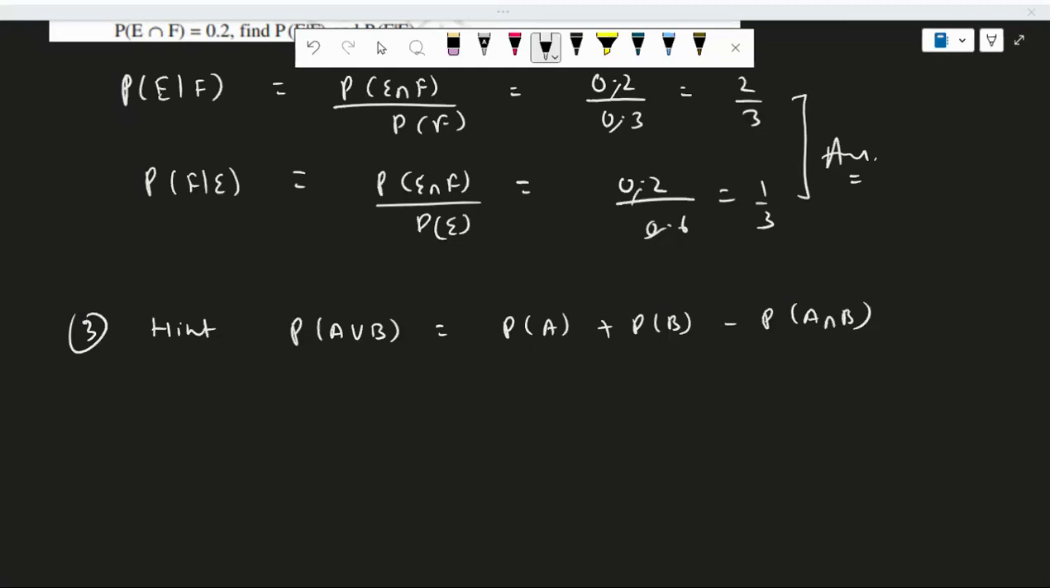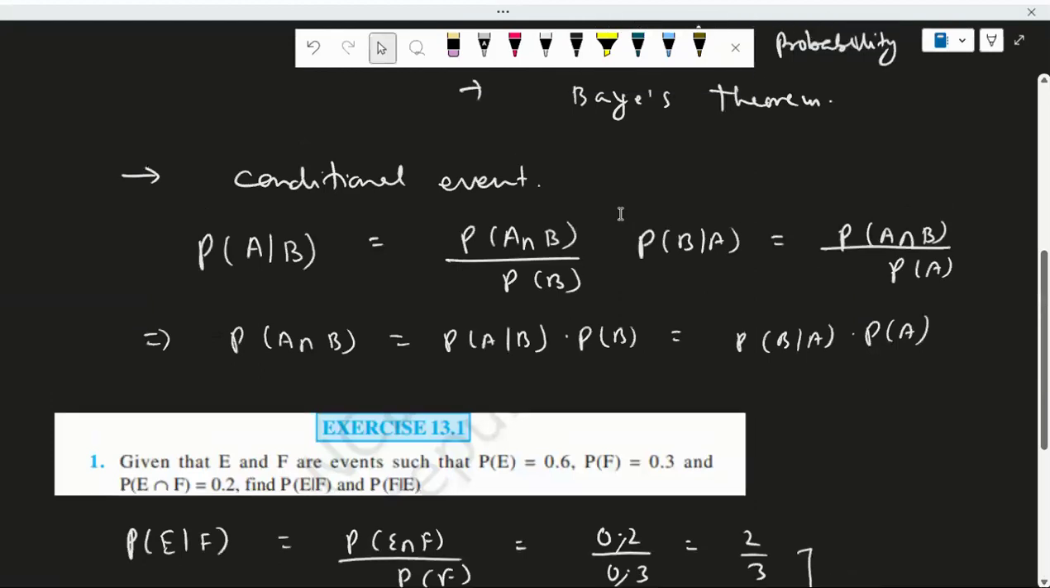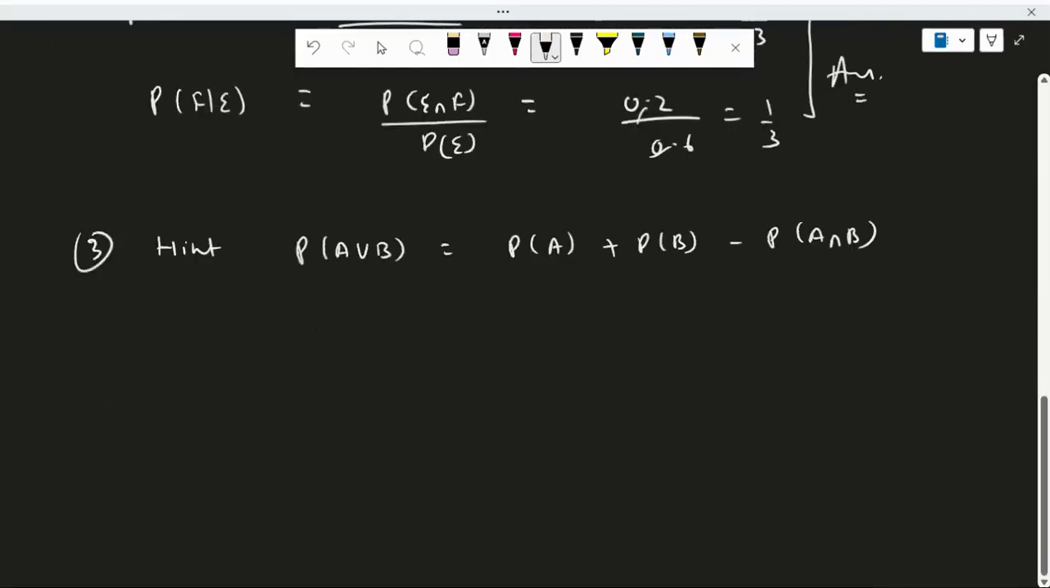You first need to find P(A intersection B) in the first case. How will you find that? Which formula will you apply to find P(A intersection B)? I don't remember, sir. Why don't you remember? I just gave you the formula. No, sir, can you go back up once?